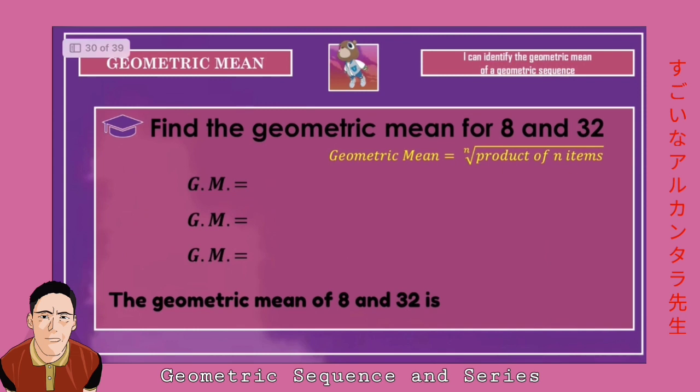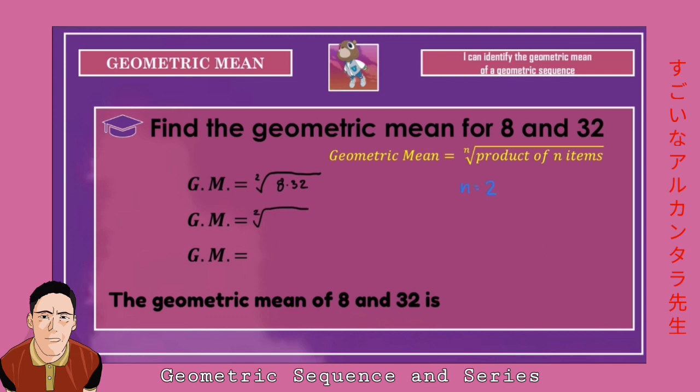Now, how about for this example? We have 8 and 32. So our n here again is none other than 2. Why is it 2? Because we have two terms. So you have the square root of. Now, if the index is 2, you don't have to write it anymore. It's your choice, because square root, from the name square, that's 2. So square root of 8 times 32.